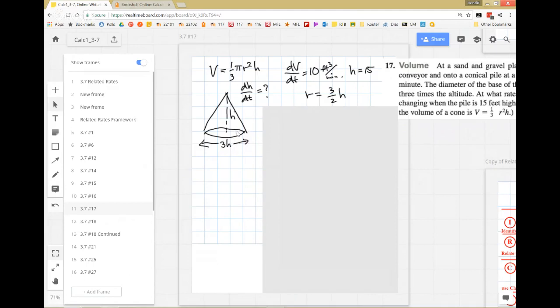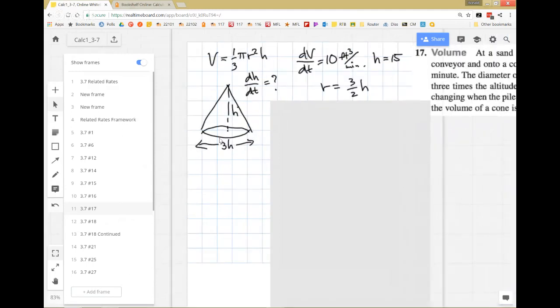So if that's the case, what is the radius? The radius is half of the diameter, 3/2 h over 2. So that's what this r equals 3/2 h is. So now we've got all our, oh, and one more thing. What is it we're trying to find? At what rate the height is changing? So that's this dh over dt equals, we don't know. That's what we're trying to find. All right.